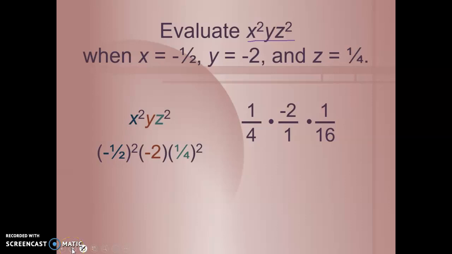Using order of operations, then we'll multiply left to right. We can simplify our negative 2 and our 4. They'll simplify to negative 1 and 2, and then multiply across the top and multiply across the bottom, and we get negative 1 over 32.